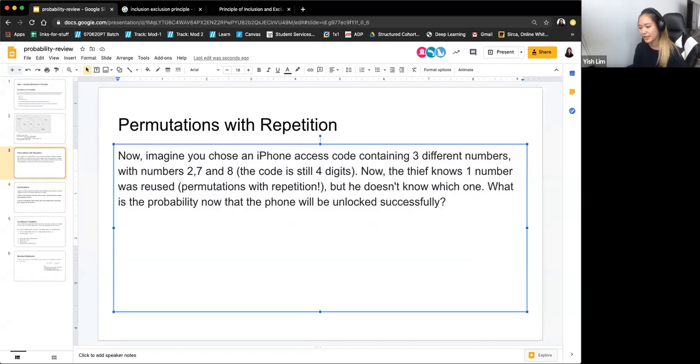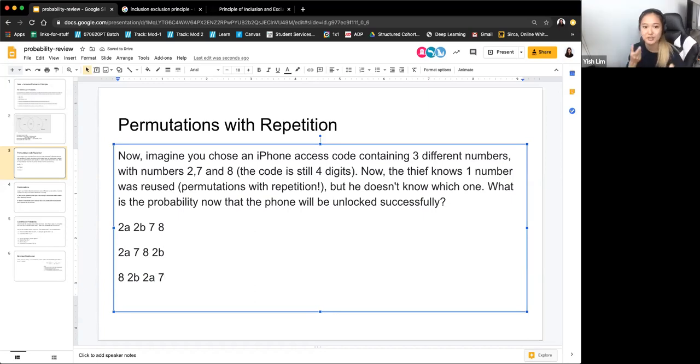In order to negate the repetition, I like to think of it as there's 2A and then there's 2B, them being distinguishable number 2s. So in that case, possible combinations would be 2A, 2B, 7, 8. Another possible combination would be maybe 2A, 7, 8, 2B. One more, let's do 8, 2B, 2A, 7. So these are all possible combinations.